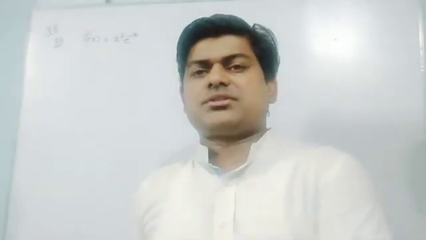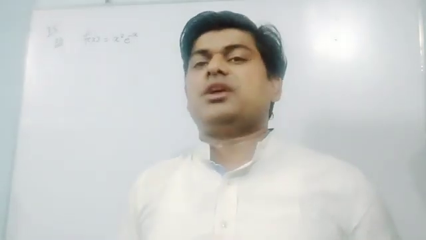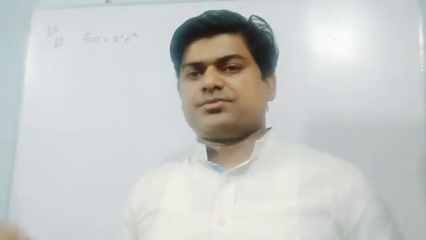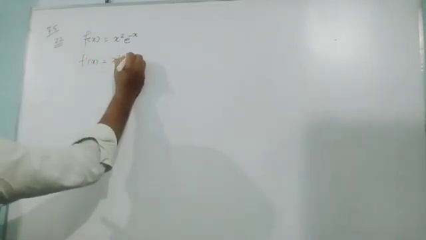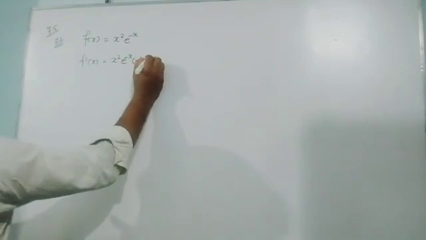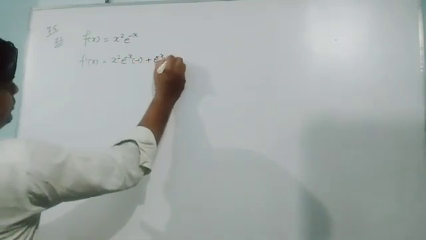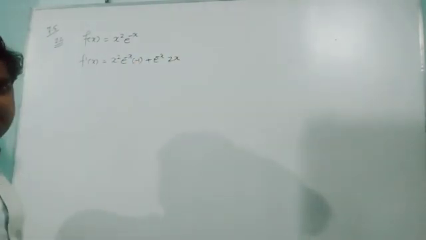If you remember, in the last class we discussed that whenever we want to check whether the given function is increasing or decreasing, or we want to find the interval, the first work is to differentiate the function. I'm going to do the same thing. I'll find f dash x, which is equal to x square e to the power minus x into minus 1 plus e to the power minus x into 2x. I used the product rule here.